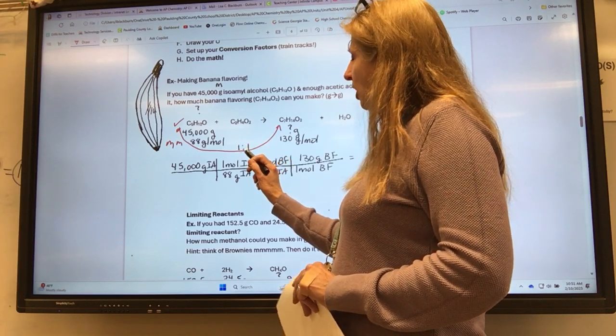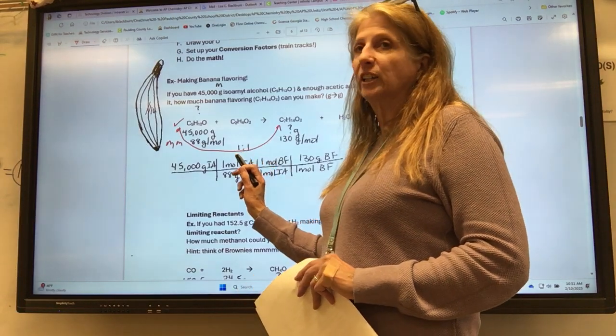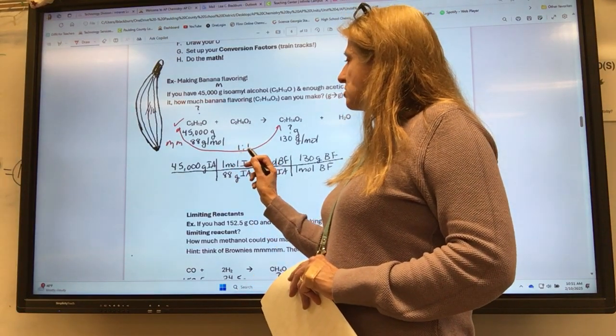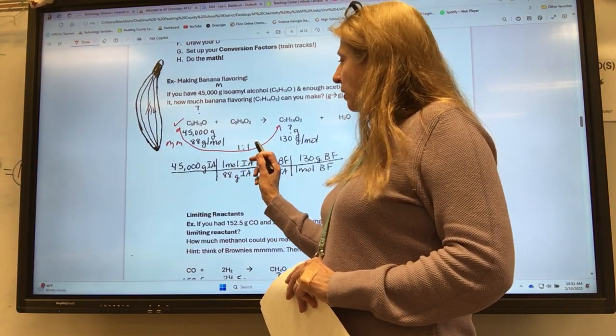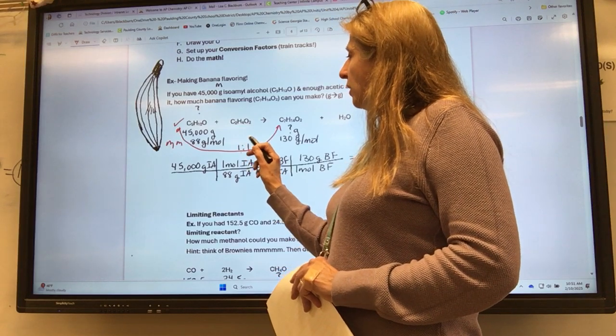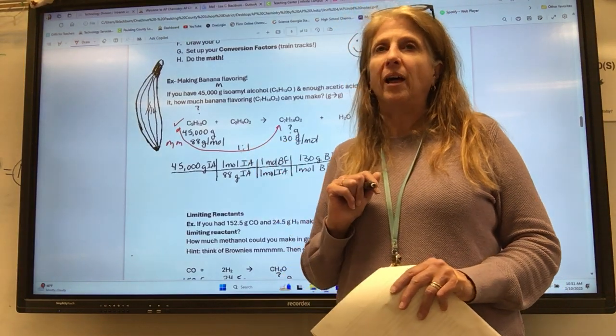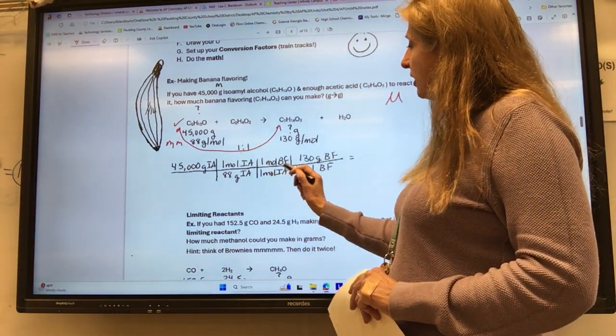A 1. A colon in math is a fraction bar. You learned that when you learned about ratios. You could write them as a half or 1:2. Remember that in math? Okay, so now we're here.